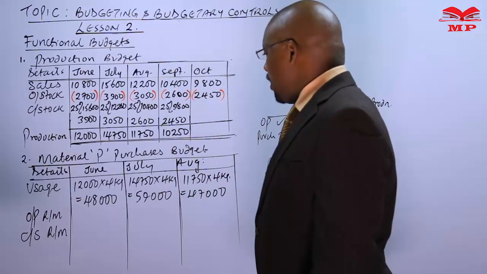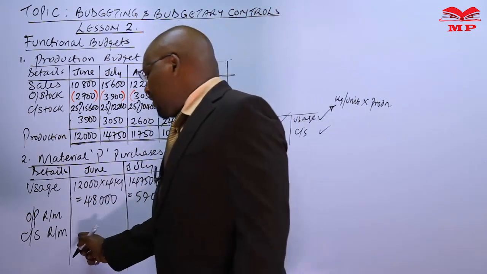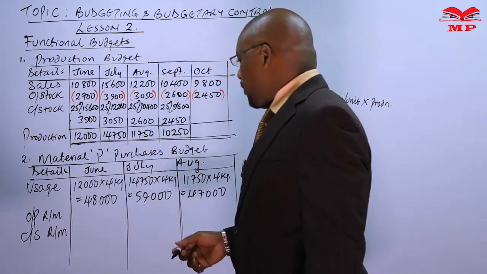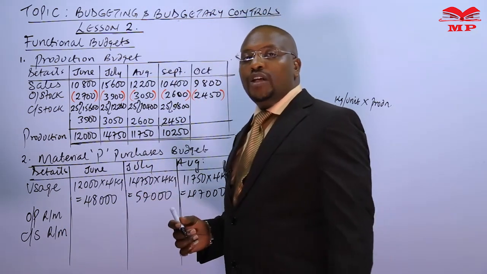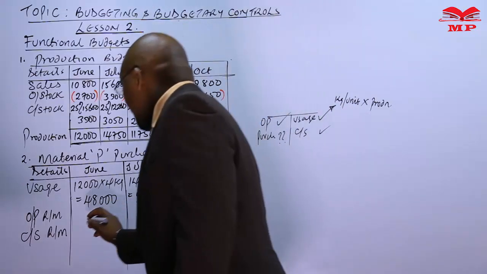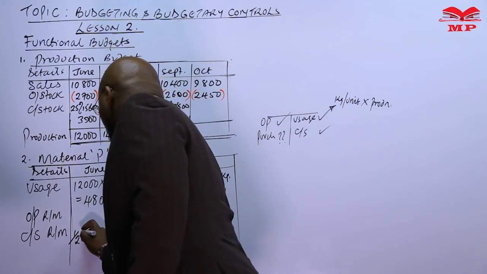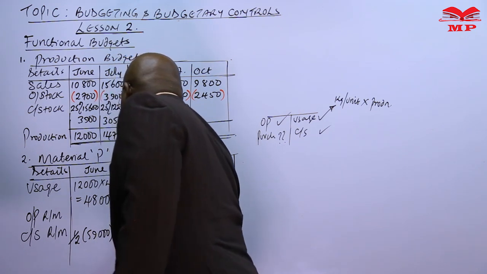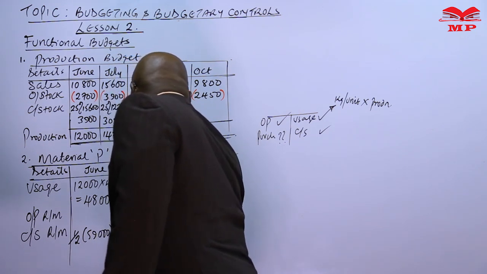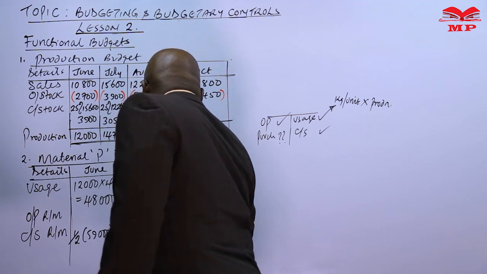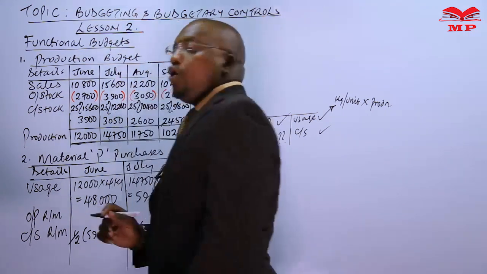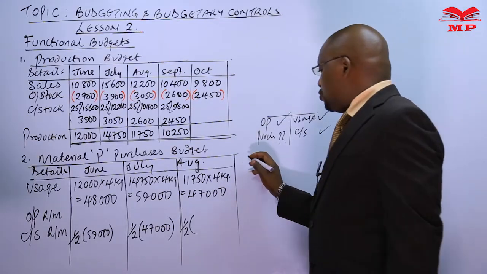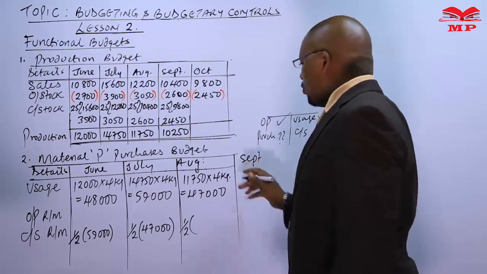Half of the requirement. Like now, if we are in June, the requirement is what is expected in the month of July, and the requirement is this 59. So we need to have half of that 59. So we can have here half of 59,000, half of 47,000, and then half of, what do you think is the requirement for the month of September? Should you have September here, even though not us?